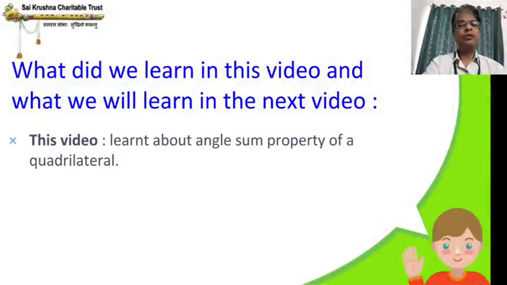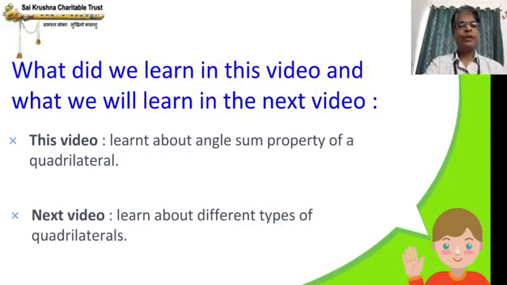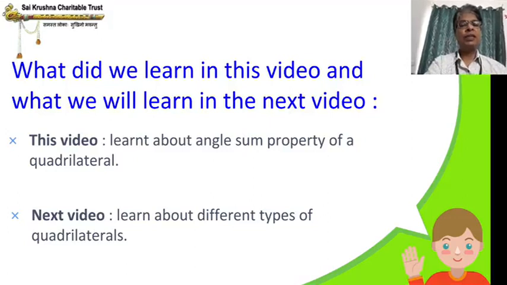In this video, we have learnt about the angle sum property of a quadrilateral, that is, the sum of angles of a quadrilateral is equal to 360 degrees. In the next video, we will learn about different types of quadrilaterals. Don't get confused between classification and types. Classification is just two, convex and concave, and you can forget about concave because we are going to discuss only convex. In the next video we will see the different types of quadrilaterals, and you will understand it very easily.